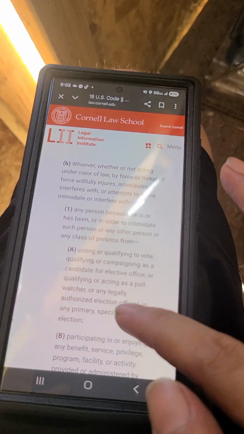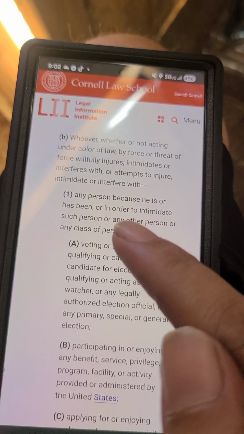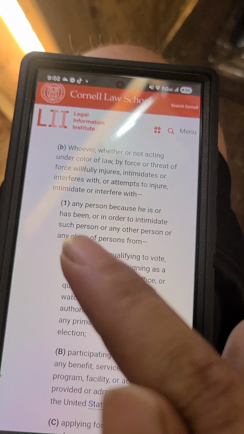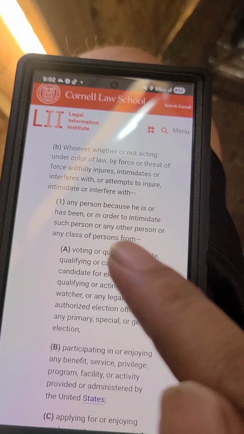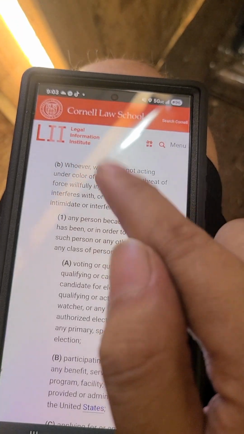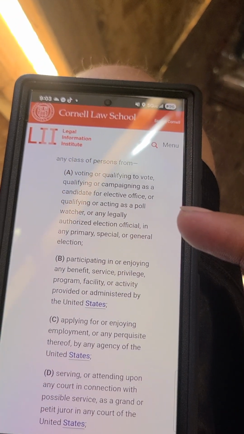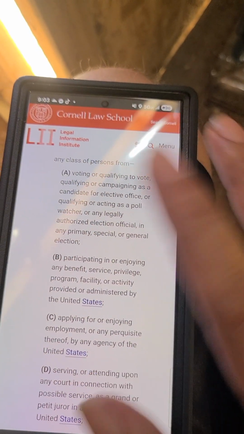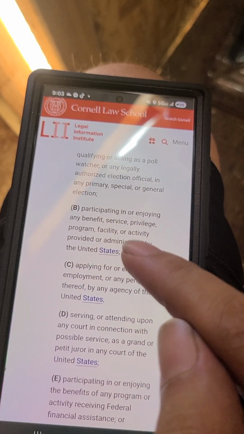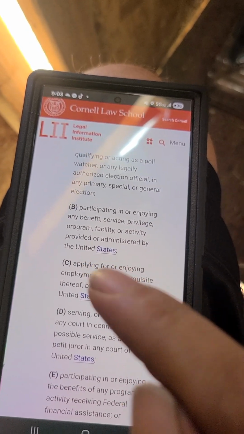Okay, any person because he is or has been, or in order to intimidate such person or any other person or any class of persons from... So basically, you cannot intimidate or keep a person from doing any of these things. Voting or qualifying to vote. In this instance, we're not dealing with that, so I'm just going to skip over that part. Participating in or enjoying any benefit, service, privilege, program, facility, or activity provided or administered by the United States.